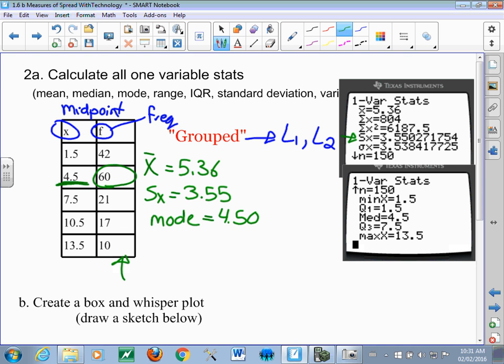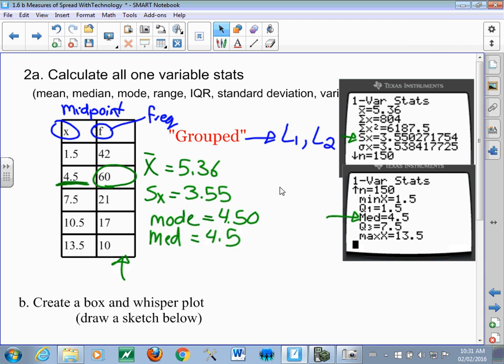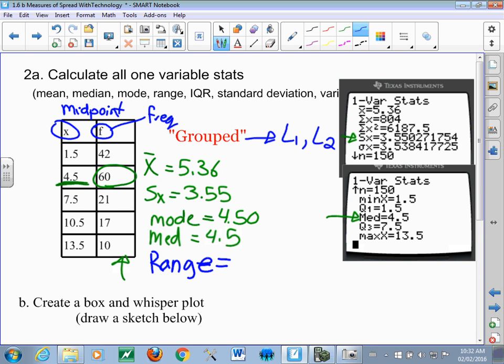Okay, so we've got the mode, the median, ladies and gentlemen. We'll go over to our stats screen right there, and the median equals 4.5. If you wanted to do this, you could add up all your frequencies and go to the middle point because they're usually in order on a frequency table. Okay, range: you're looking for your max X, subtract your min X. So my max X is 13.5.